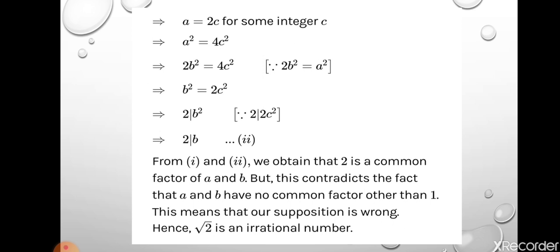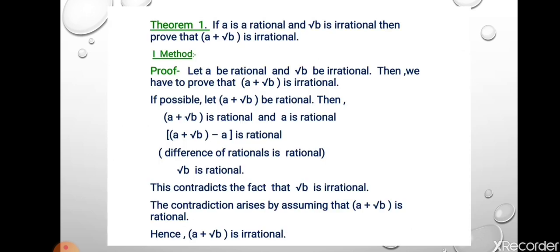irrational numbers. Okay. Now come to another result of this topic. Here we prove: it is given that a is rational and b is irrational. Then prove that the sum of a rational plus an irrational is irrational.